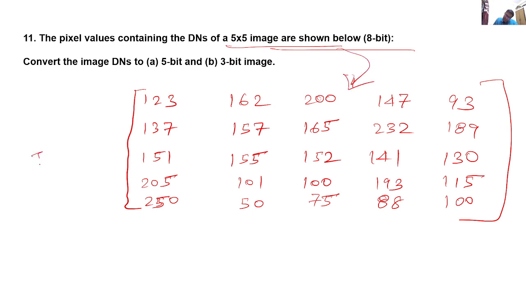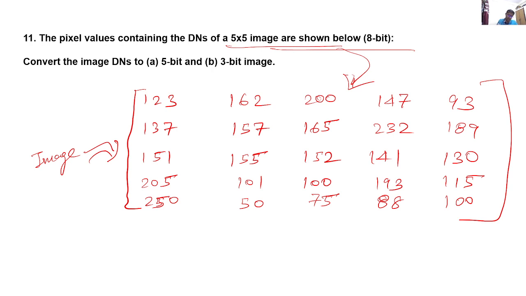So this is that image. I mean, you will only get numbers basically. Okay, so we have to convert this 5 by 5 8-bit image into a 5 by 5 5-bit image and a 5 by 5 3-bit image. So let's understand how this actually happens.